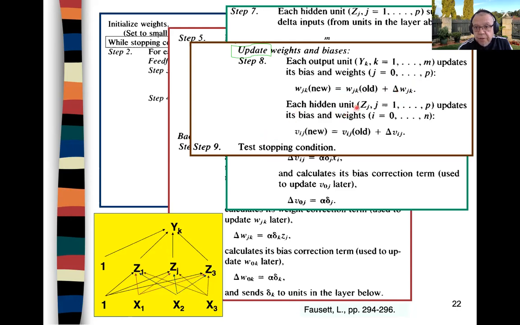And then each hidden unit, zj, 1 to p, updates its bias and weights using this formula. So the new weight between zj and xi is given by the old weight plus delta Vij that we computed before. And then we test to see if our stopping condition is satisfied. We're going to see later what the stopping condition is, and we're going to look at the stopping criteria.